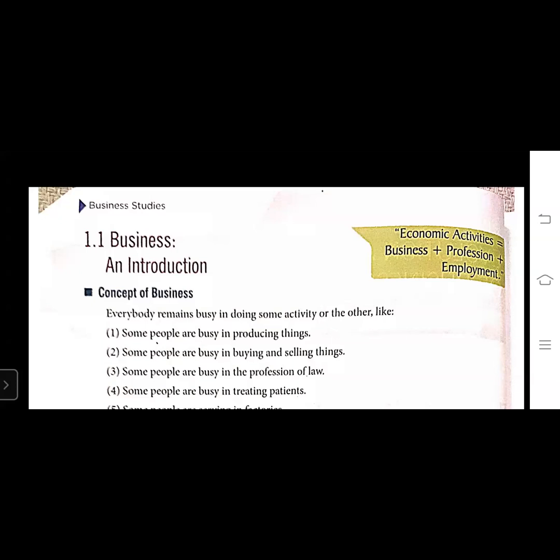This is the second lecture, and yesterday we discussed some introduction part of business. Today we will discuss the next topic, the detail of business, characteristics of business, characteristics of profession, and characteristics of employment. First of all, briefly we will discuss what we have already discussed yesterday.